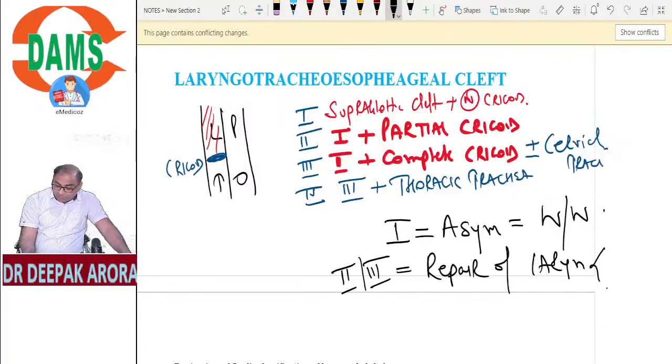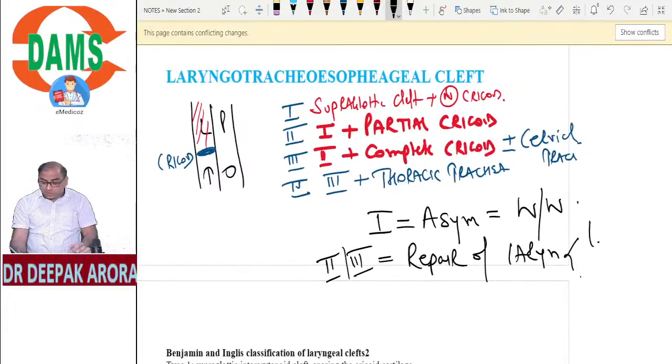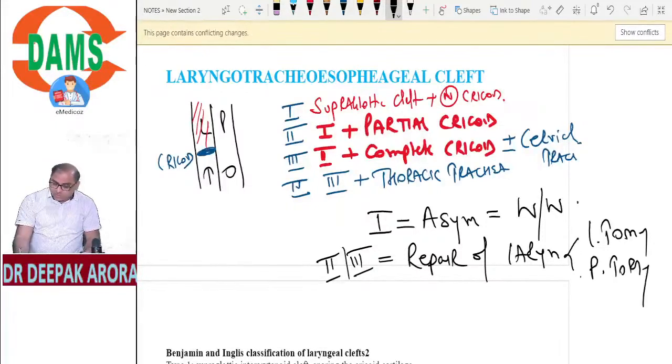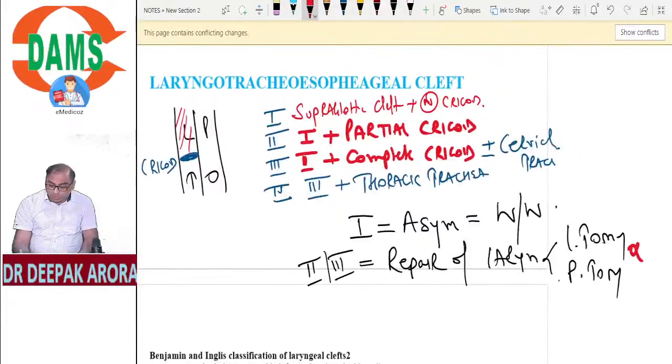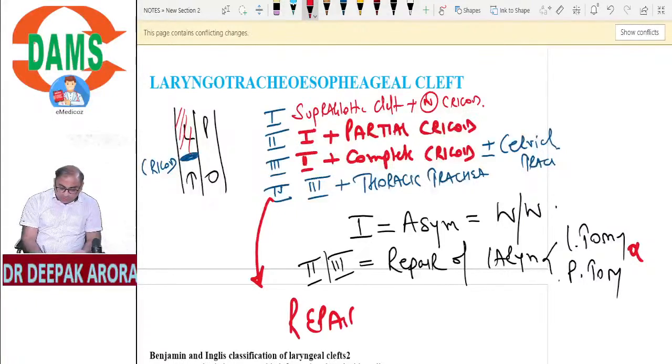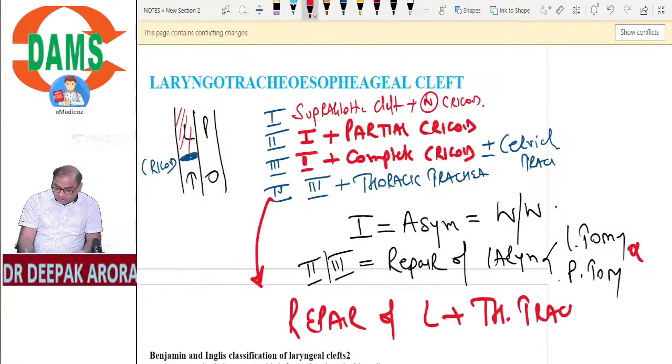We will approach the larynx. Either we go for laryngotomy, or we can go for pharyngotomy. We have to use one approach out of these two: either laryngotomy or lateral pharyngotomy. And in grade 4, we have to repair the thoracic trachea. So it is repair of the larynx plus thoracic trachea. I hope you are getting the concept better.